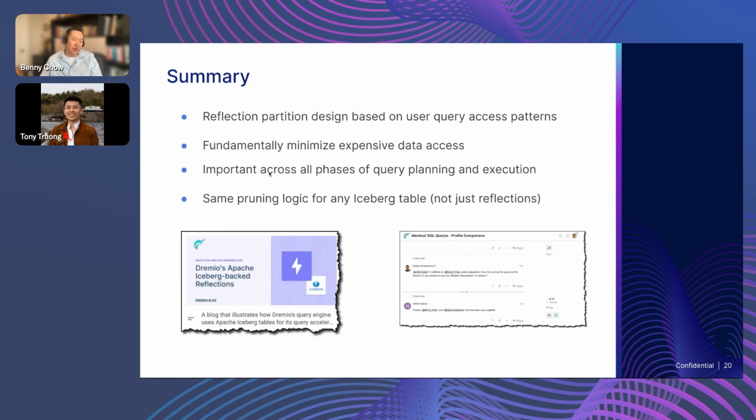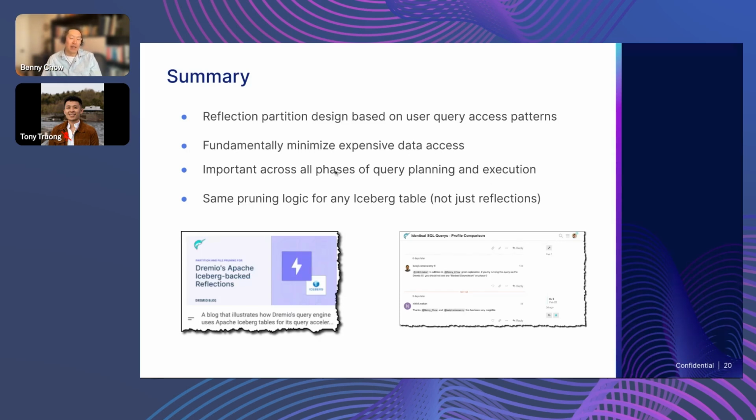And then as I showed you, the partition design is important across all phases of planning, right? In planning, you can see how it helps the cost based optimizer pick which reflections to use and helps with join ordering. And then also during execution, you'll see the actual splits being pruned, and it was pruning at different levels: the manifest list file level, the manifest file level, and in the Parquet files, the Parquet row groups.